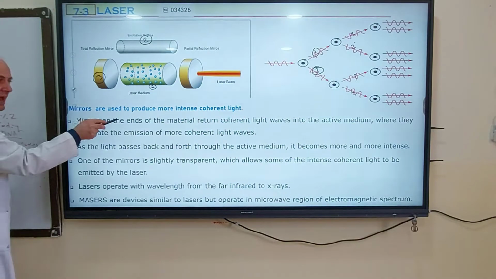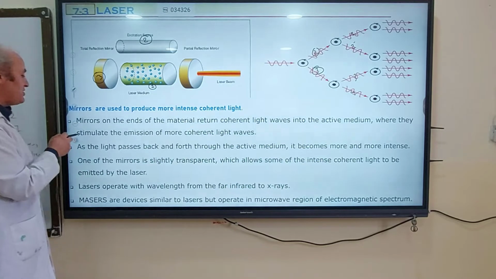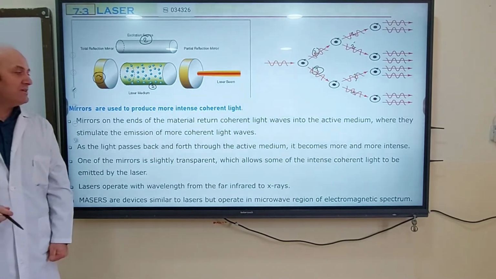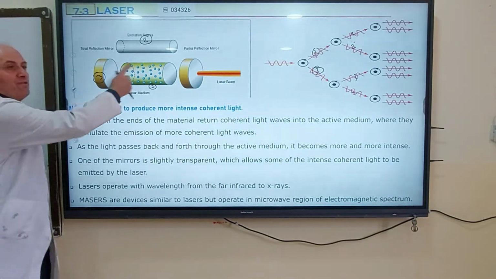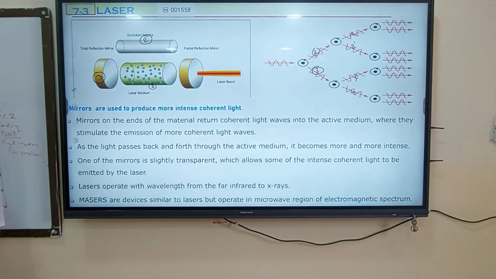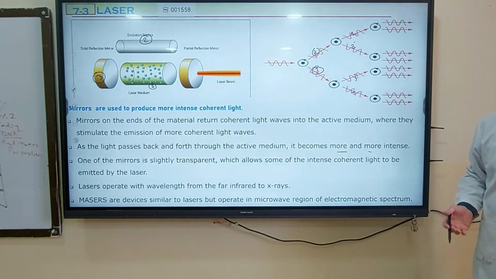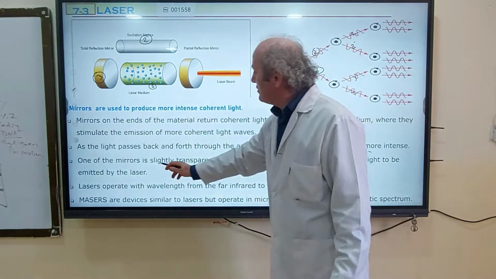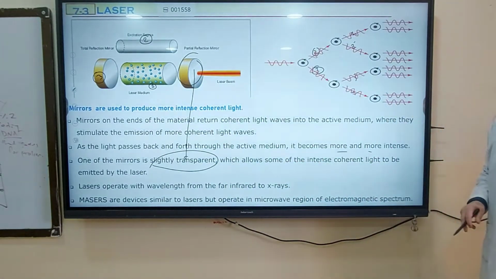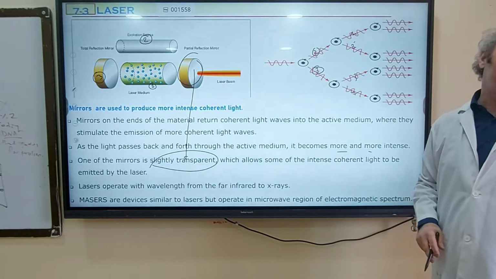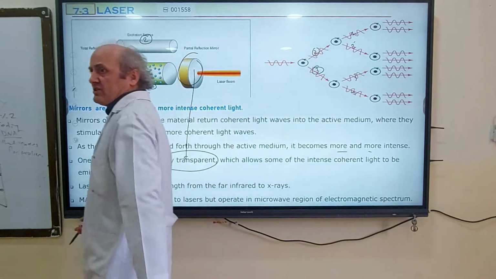So, mirrors on the ends of the material return coherent light waves into the active medium where they stimulate the emission of more coherent light waves, more coherent photons. And as the light passes backward in this active medium, it becomes more and more intense because the number of photons increases. One of the mirrors is slightly transparent. Which one is this one? Which allows some of the intense coherent light to be emitted by the laser. Then the laser starts operating. This is how a laser works.